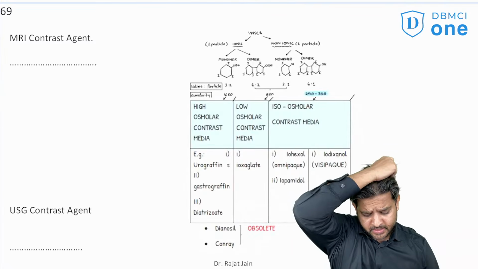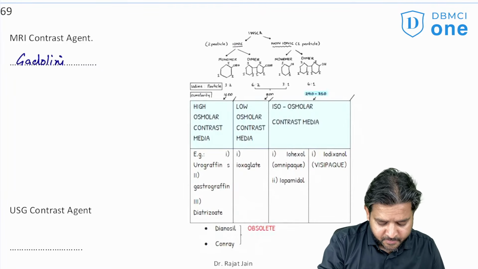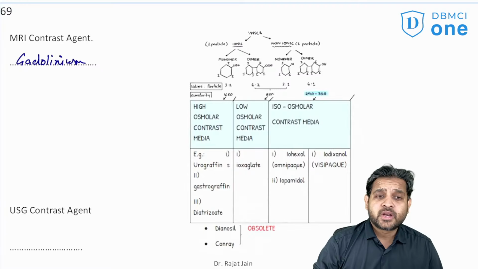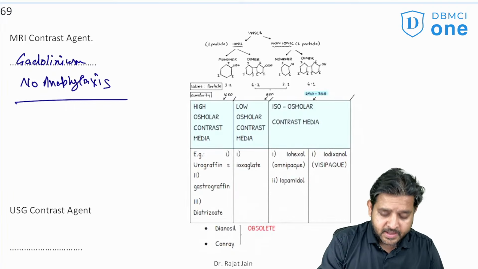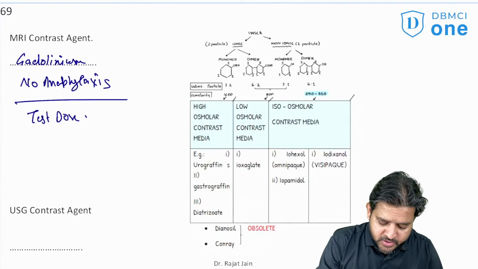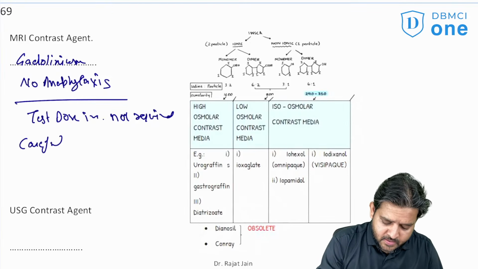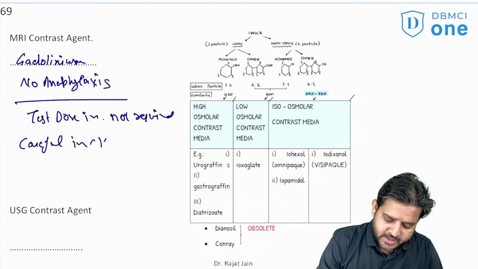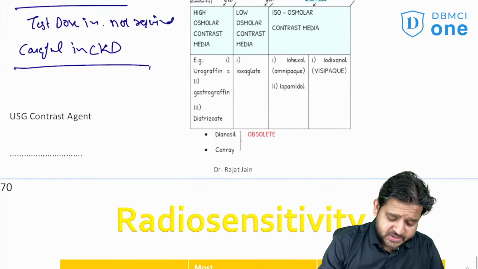It is to be noted that the MRI contrast agent that we use is gadolinium, right? Gadolinium does not cause anaphylaxis, and hence a test dose is not required. Okay, but you have to be careful in CKD patients. Careful in CKD patients. Now, ultrasound contrast agent.